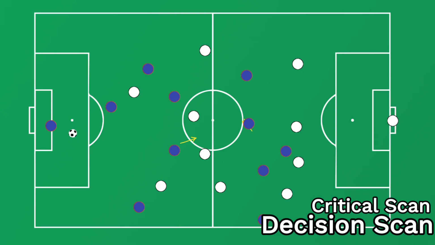We should not be deciding what we're meant to do by the time we make our critical scan. That critical scan is to confirm what we're going to do, or if there's a sudden change, just change it and maybe do something safer or turn another way. So I'll give you an example.